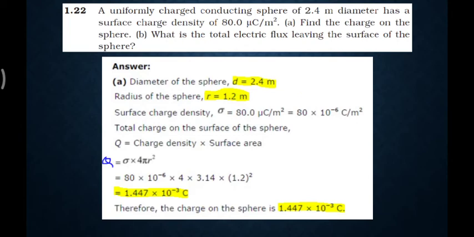Okay, so as I said, the fundamental equation is sigma is equal to Q by A, but it is Q equal to sigma times A. This is what Q is equal to: charge density, which is sigma, times A. That is your Q, as I write here, and the surface area of sphere is nothing but 4 pi r square. So it is sigma times 4 pi r square. Sigma you know, 4 you know, pi you know, r you know. Put the respective values and you will get your answer 1.447 into 10 to the power minus 3.